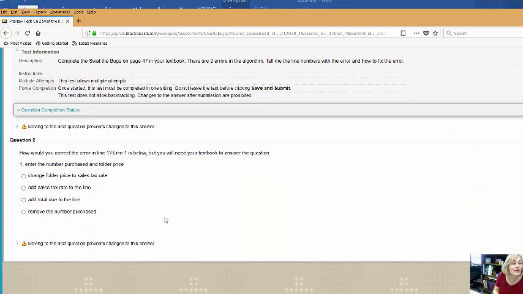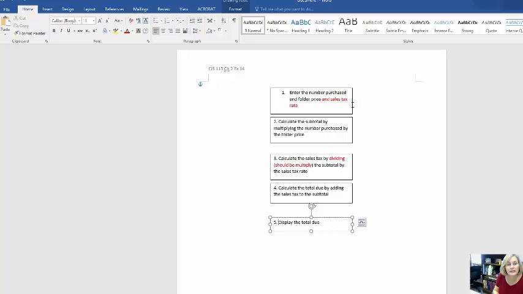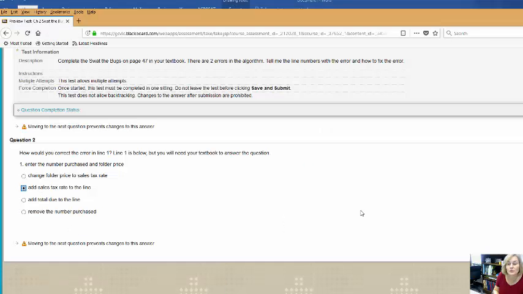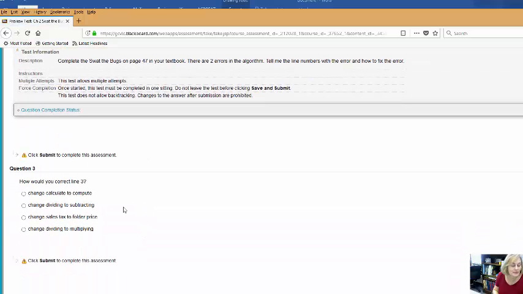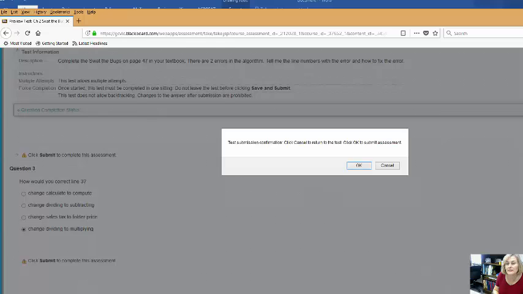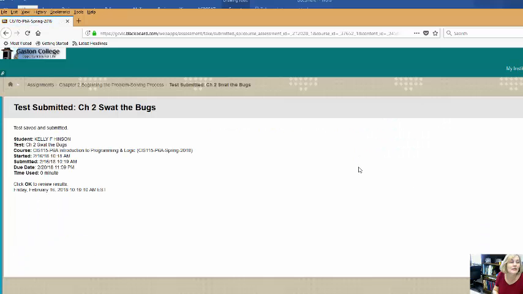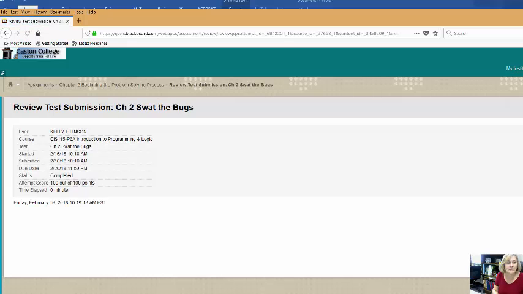How would you correct the error in line 1? So what did I tell you about line 1? It's over here. We worked on it. It needs sales tax rate added to it, right? So let's pull that back up. Oh, here it is. Add sales tax rate to the line. And then we move to the next question. And how would you correct line 3? Calculate, and it said we need to change dividing to multiplying, right? Save and submit. Okay. And there it is. We've done it, right? That's how you would work a problem like that. Hope that helps you.